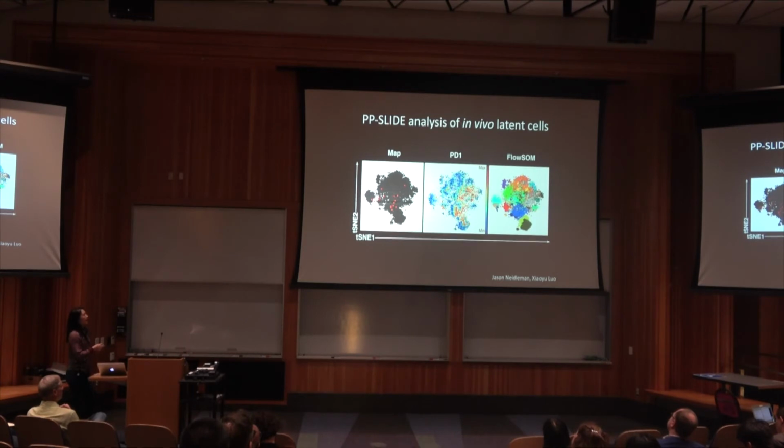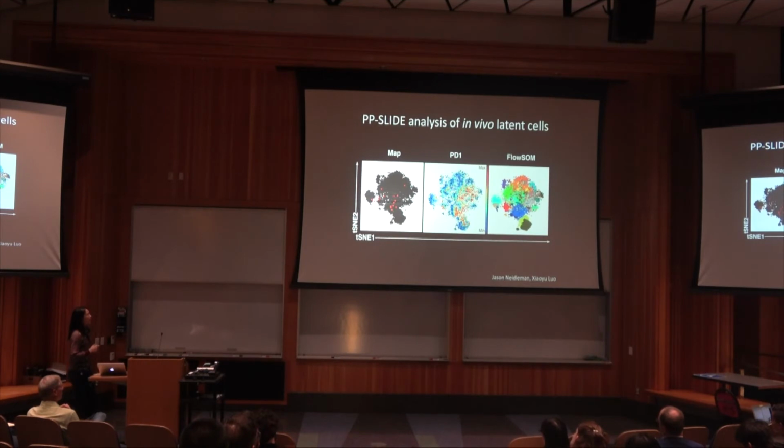And so we can look at any antigen of interest in our panel. Here I show PD-1 because it's an antigen that has been shown by others to be preferentially higher on latently infected cells in vivo. You can see that indeed regions where our latent cells are do tend to have higher levels of PD-1.